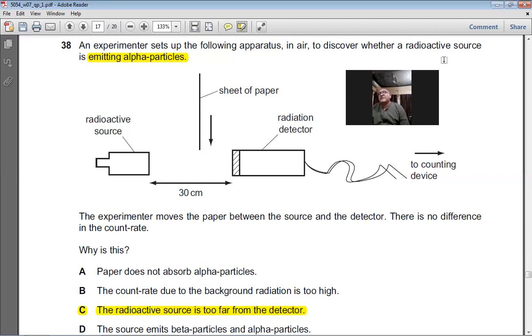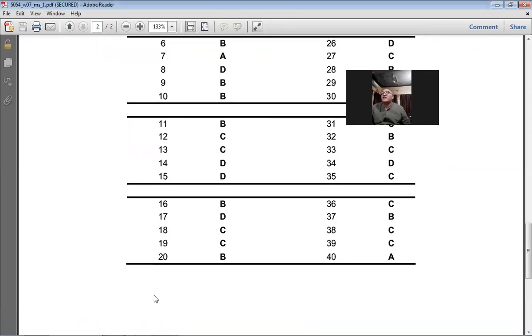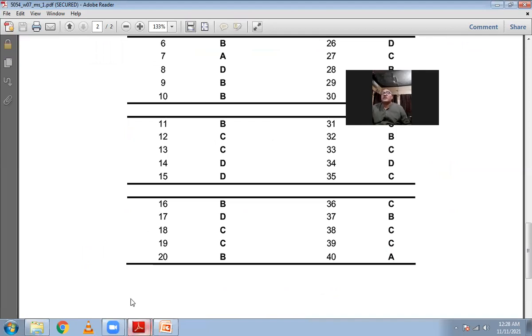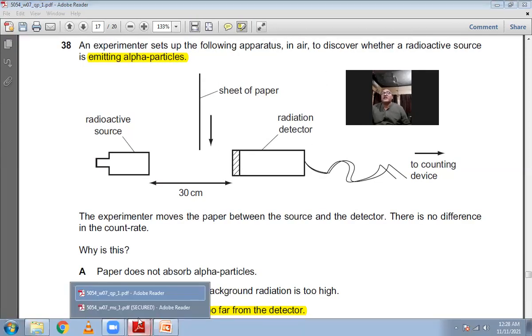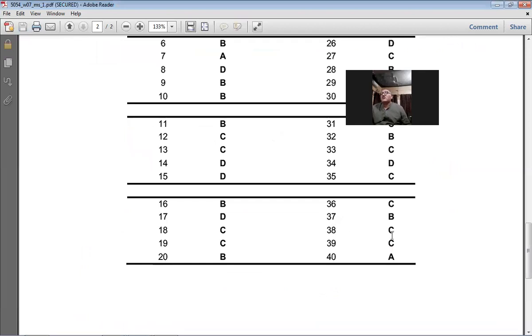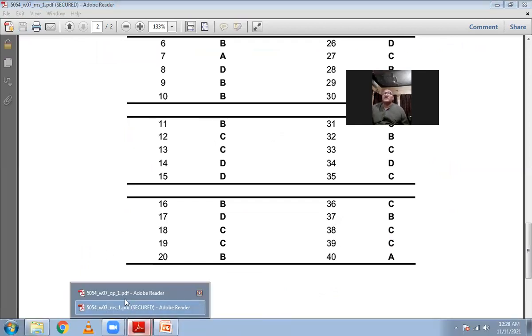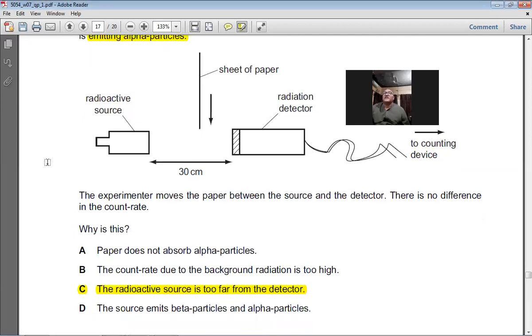I think it is C, because we doubt that it is only emitting alpha particles, and the alpha particles cannot reach the detector because they cannot penetrate 30 centimeters in the air. So the counting device, the detector, is noting down the background radiation. Okay, so let's check the answer first. Question number 38. Question number 38, C is the right option. So our first option was right.